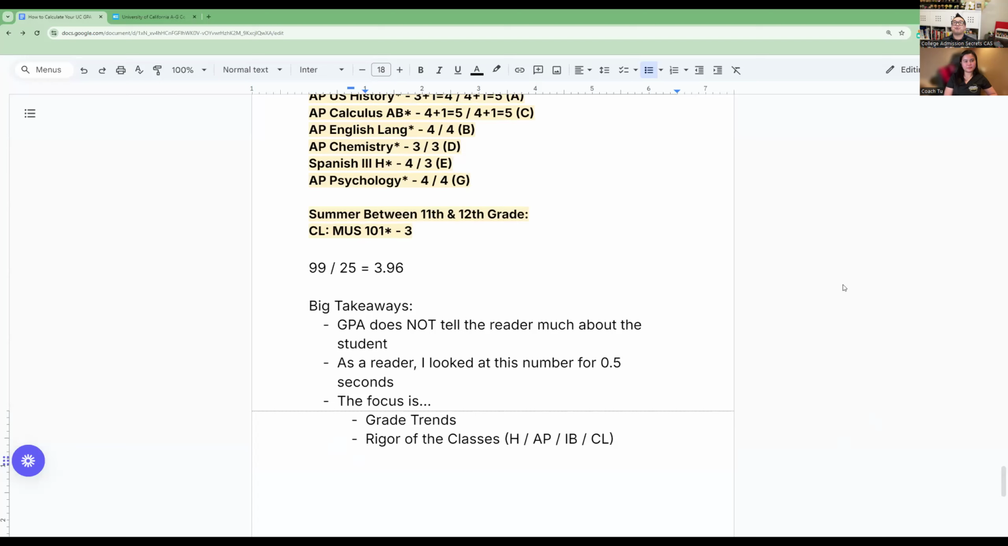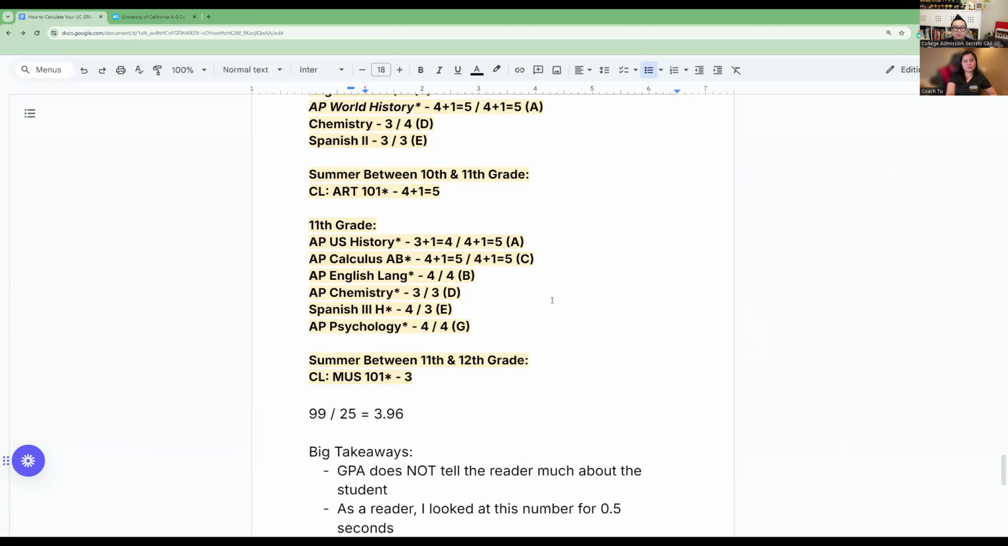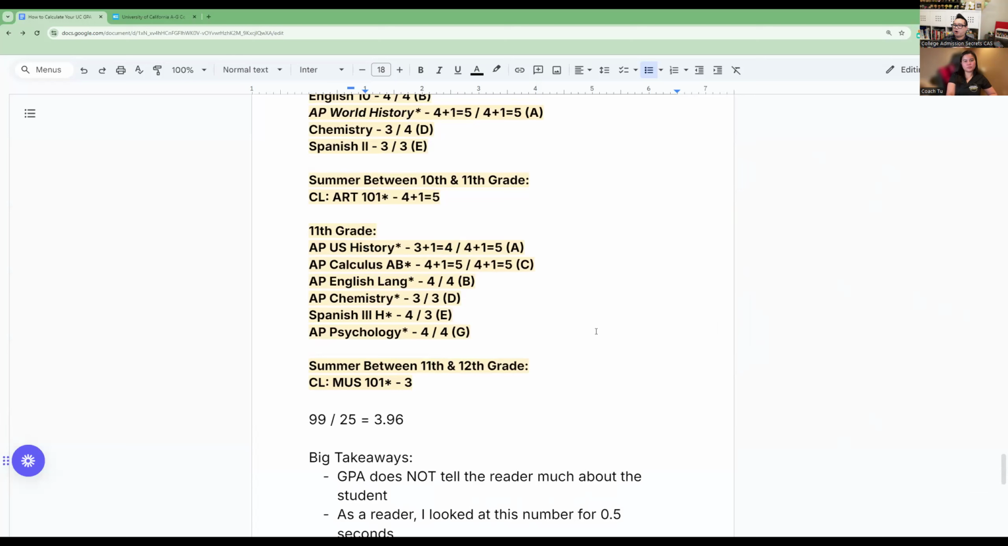But again, as a reader behind the scenes seeing these on a daily basis, it's not that important to calculate. The number tells me nothing about a student. Coach, you mentioned you could take all A's in regular classes, that's a 4.0. What does that really tell me about the student though?